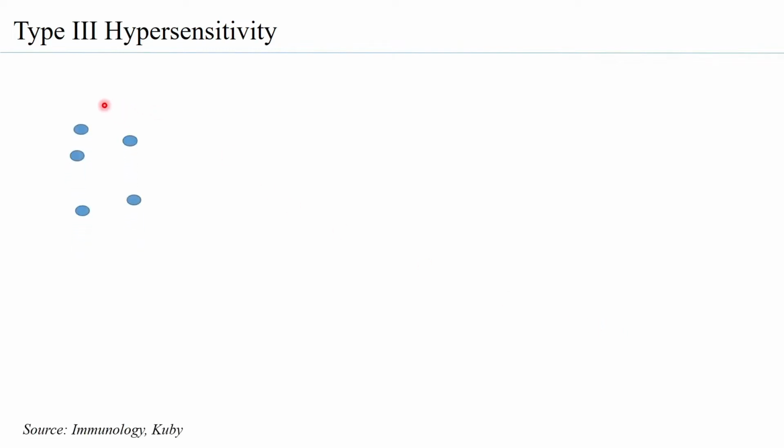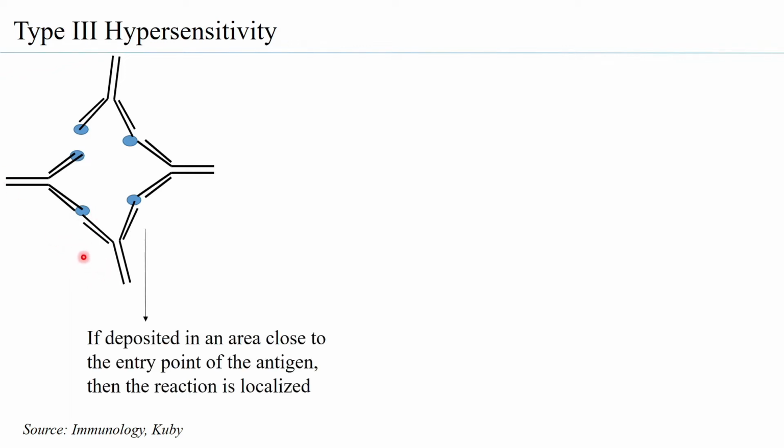When an antigen has entered the body, it may be recognized by antibodies that are already circulating. So you would have the antibodies coming and binding, and it is possible that a lattice of the antibody antigen complex is formed, making the entire complex a huge complex. Now, if this immune complex gets deposited in an area very close to the entry point of the antigen, then the reaction is considered to be localized. It will be only in that area.